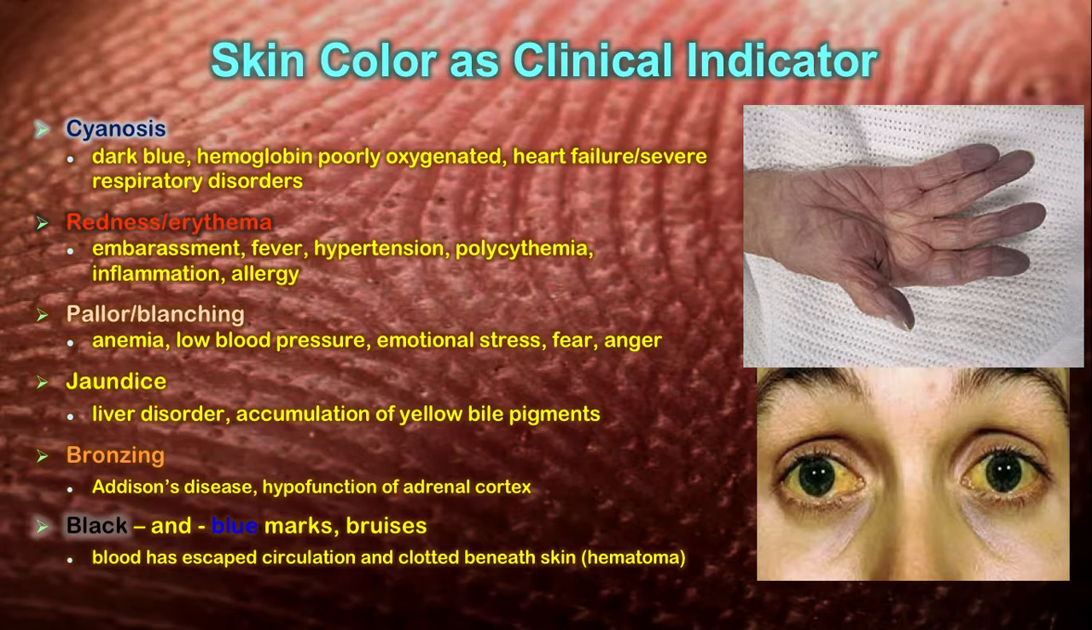Okay. Next is redness or erythema. Things that can cause redness: embarrassment, fever, hypertension, polycythemia, inflammation, and allergy. So this is the opposite of cyanosis. You have too much oxygenated blood in the area. Okay, or you're hot. You are increasing the blood supply to the surface to release the heat. Hypertension is high blood pressure.